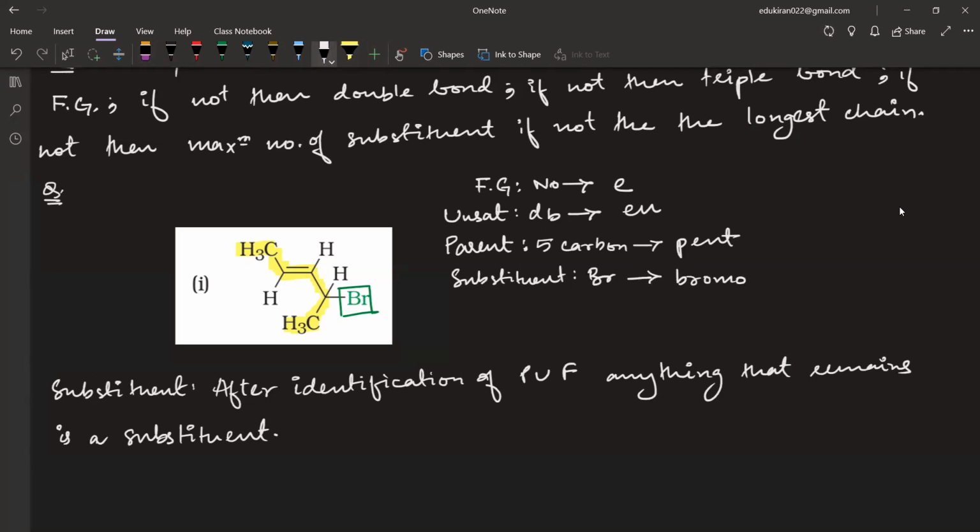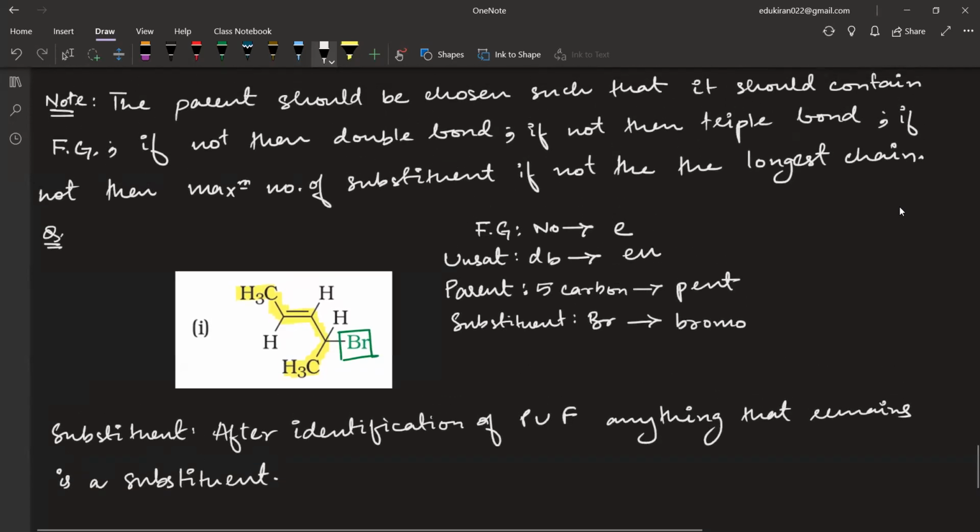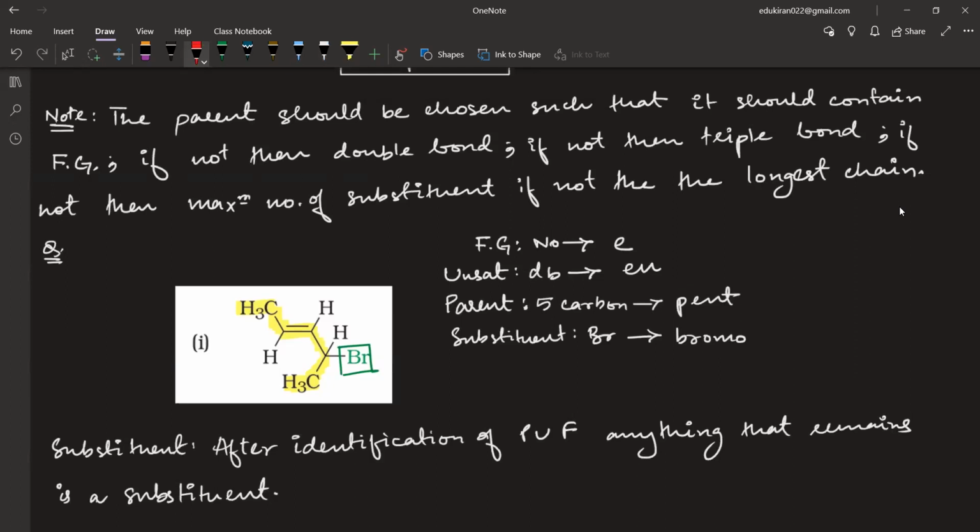Now is the time for numbering. There are two terminals here, A terminal and B terminal, right? So numbering can start either from A or from B. Numbering has the same priority as the parent. You start numbering from the terminal nearest to the functional group. If not, then the double bond. If not, then the triple bond. If not, then the maximum number of substituents. Is this clear to everyone?